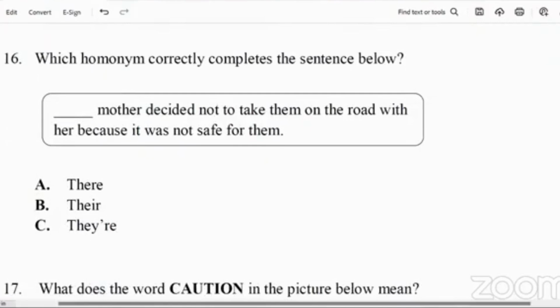All right, question 16. Which homonym correctly completes the sentence below? Blank mother decided not to take them on the road with her because it is not safe for them. Okay, they all sound the same. They're spelled differently. They have different meanings. The correct answer is B, there. And it would be a good idea for you guys to go look at the different meanings for these words, because these are words that are often misused.